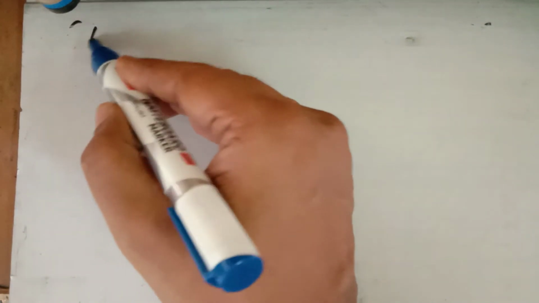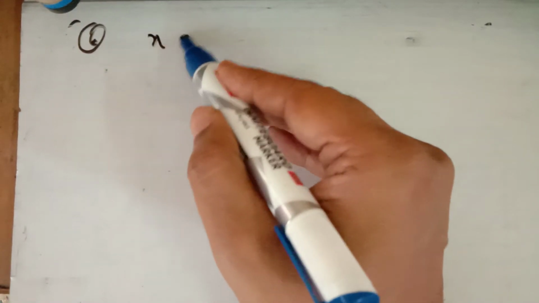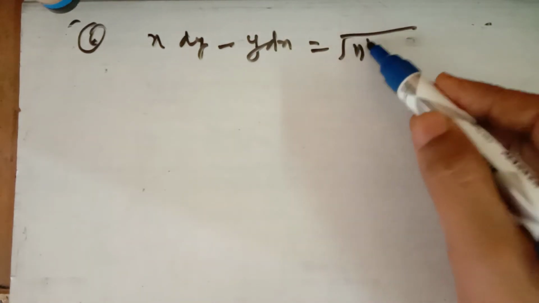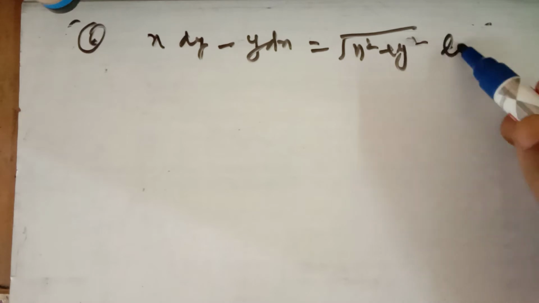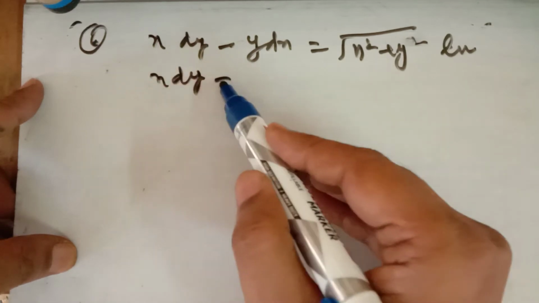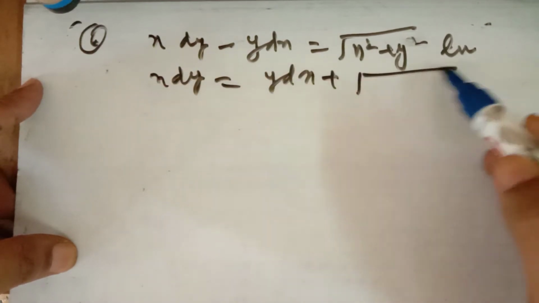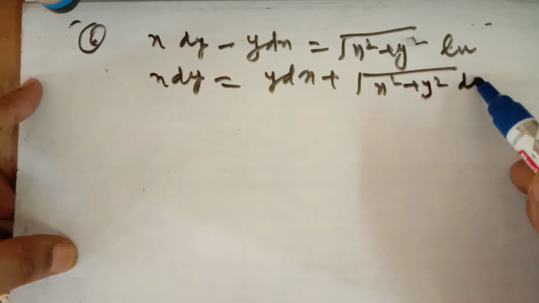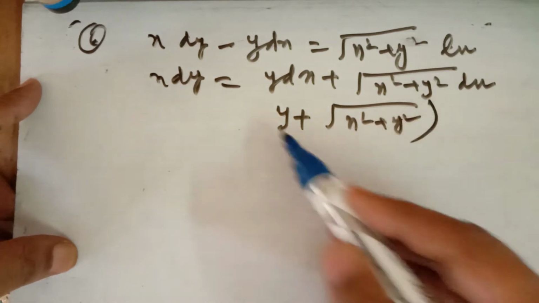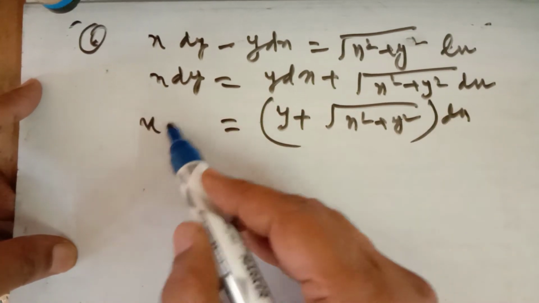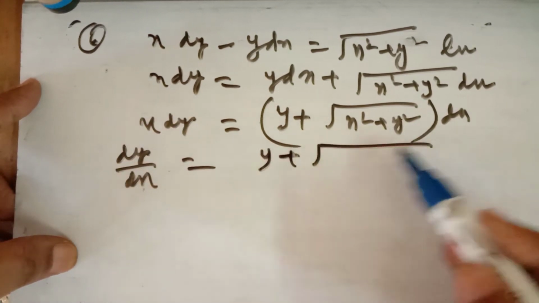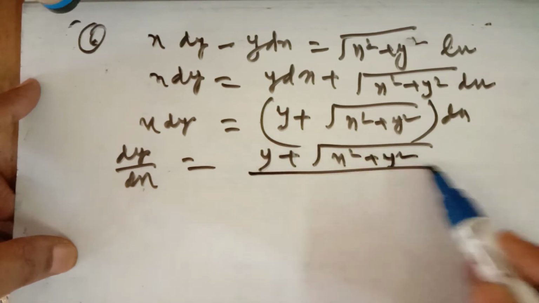Question number 6. It is x dy minus y dx is equal to under root x square plus y square dx. Now what is the problem in this question? That we have dx on both sides in this equation. So first of all you arrange it as dy upon dx, and then you have to prove that it is a homogeneous differential equation. So like this I have done, dx common, x dy, so dy upon dx is equal to y plus under root x square plus y square upon x.